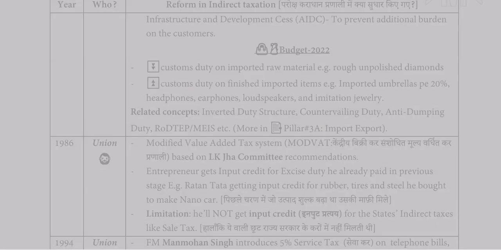Reform in indirect taxation: Agriculture Infrastructure and Development Cess, AIDC, to prevent additional burden on the customers. Budget 2022: decreased customs duty on imported raw material, e.g. rough unpolished diamonds. Increased customs duty on finished imported items, e.g. imported umbrellas at 20%, headphones, earphones, loudspeakers, and imitation jewelry.